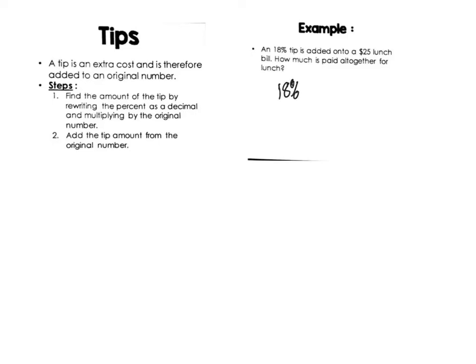Now the way that I always like to remember is I have two circles behind the percent, so I have to move the decimal, it's right here, the opposite way. So that's 2 to the left. So you end up getting 0.18. So the easy thing to remember is when you have a percent, to make it a decimal, just move it twice to the left. Now it says to multiply by the original number, which was $25.